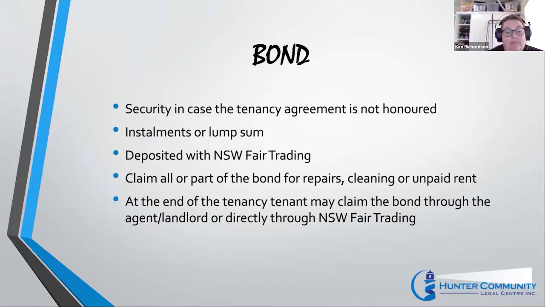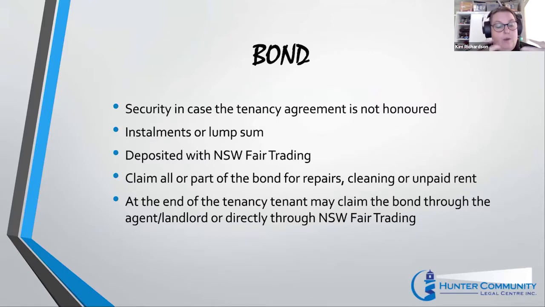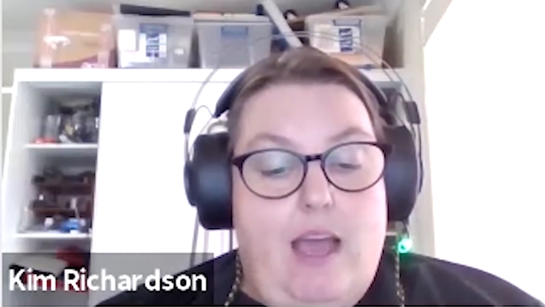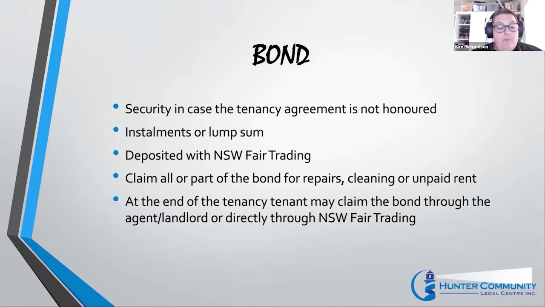Okay, now with the bond, this is security in case the tenancy agreement is not honoured, either by the landlord or the tenant. Now, the bond can be paid as a lump sum, or it can also be paid in instalments, starting from when you sign the tenancy agreement, provided that the landlord agrees to that, of course. When you pay the bond, the landlord or the agent must give you a receipt for any payments that you make, unless the details of the payment are recorded on your tenancy agreement, as well as a bond lodgement form with details about how much bond you have paid, and this will be sent off with the bond.